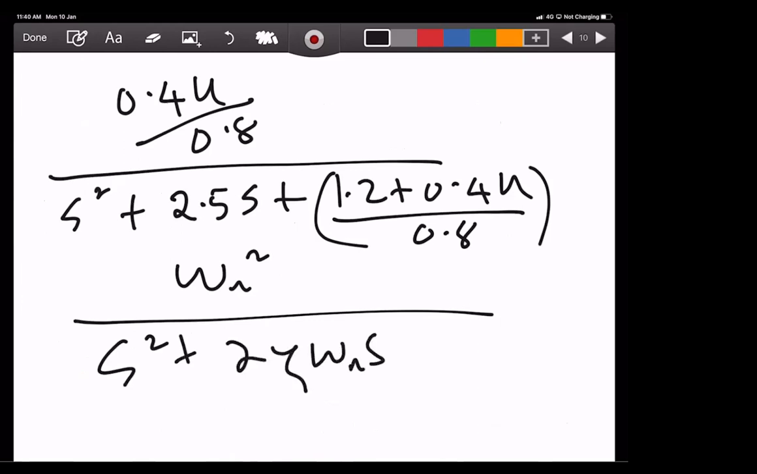Because zeta equals 1. Zeta equals 1. So now it becomes 2 omega n.